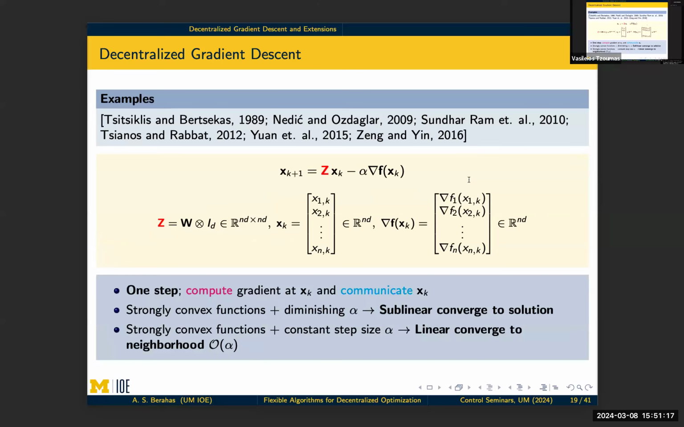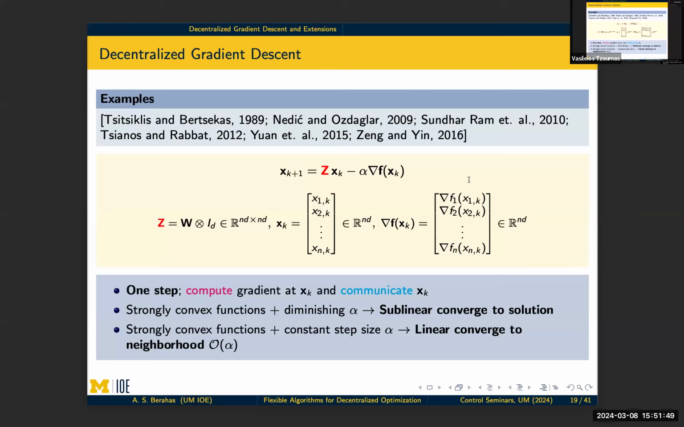So, what can we say about this algorithm? Well, it's a one-step algorithm. That's nice. You compute the gradient at x_k and you communicate x_k. Simple. You can do these two steps in parallel. I could be sending my x_k to everyone in the room and computing my gradient at the same time. And in the case when we have strongly convex functions, the nicest possible class of functions that I'll consider today, with a diminishing step size, you get sublinear convergence to the solution.